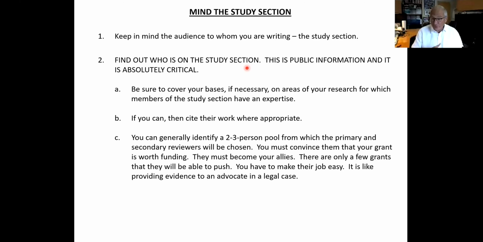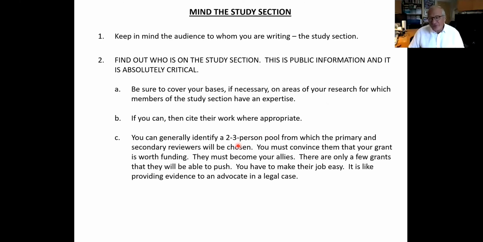And so therefore, after looking that over, be sure to cover your bases, if necessary, on areas of research for which the members of the study section have expertise. You want to make sure that you're demonstrating good scholarship, that you have your I's dotted and your T's crossed. If you can, cite their work where appropriate. Don't do it gratuitously. That's not going to look good. But if they have relevant publications to your problem that you're proposing, make sure that they're included, because they're going to notice when they're not included.